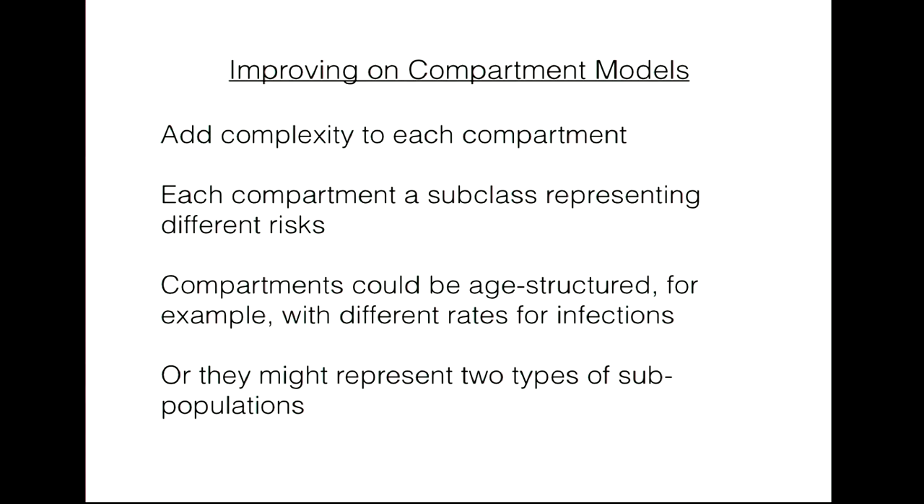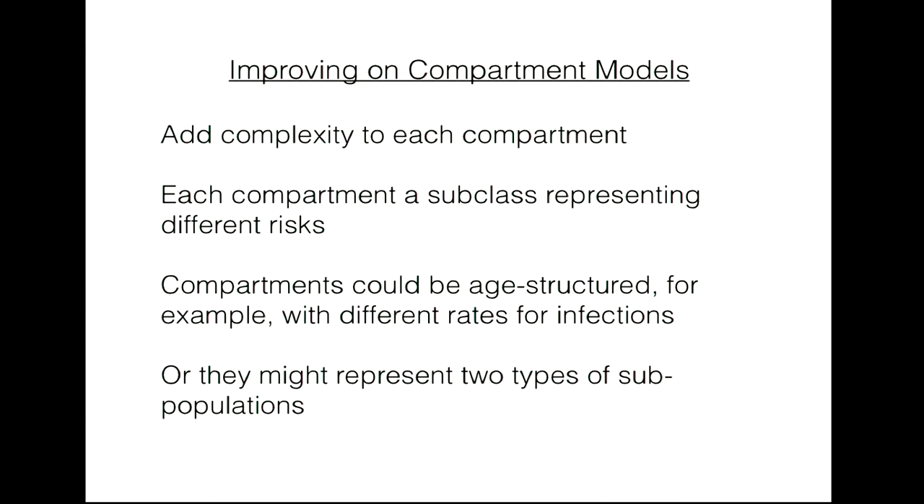Okay, so now having done that, we can ask, how do we improve on these compartment models? So far, we have been discussing a very simple model where we take a population, you put people into three buckets, the S bucket, the I bucket, and the R bucket. And the only variable that you consider is how many people are there in each bucket, and you look at changes in that particular number.